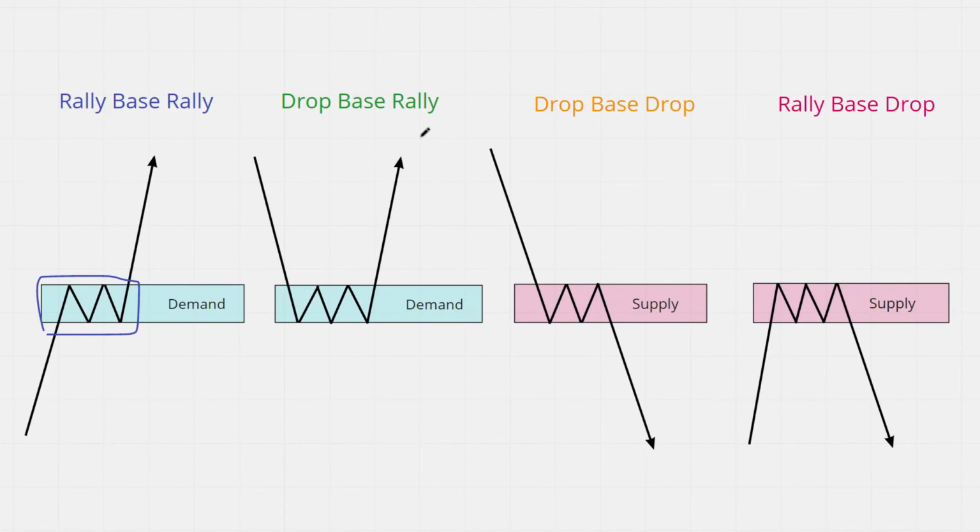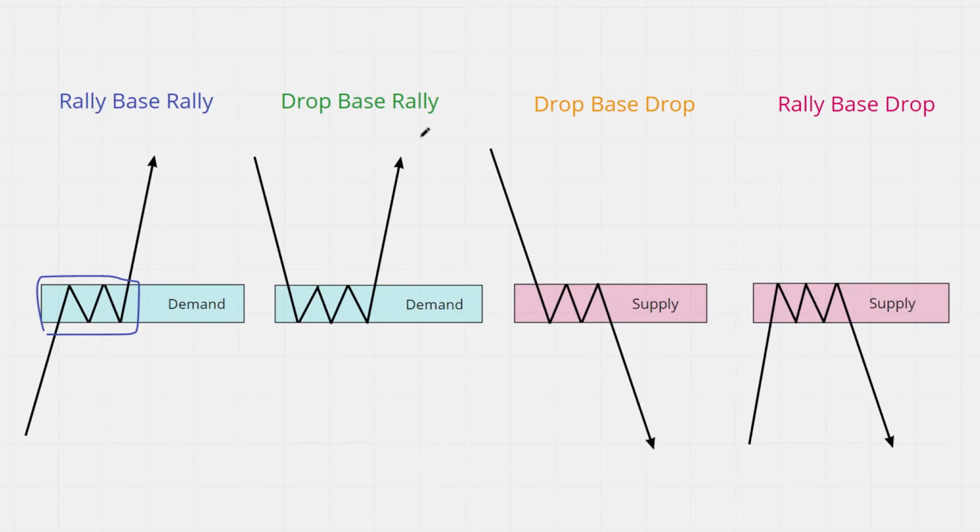And then if we look at the last two, they're the same, except it's the opposite, where we have a drop, a base, where price action consolidates for a bit, and then we have another bearish impulsive move. And then for the rally base drop, we can see it's the opposite of a drop base rally, where we basically have an impulsive bullish move followed by a period of consolidation before we see a drop to the downside.